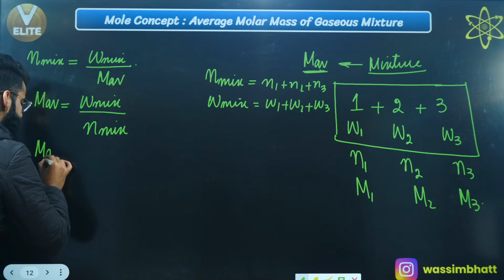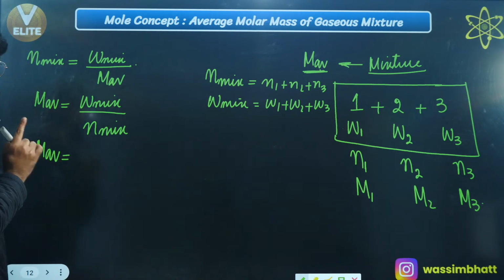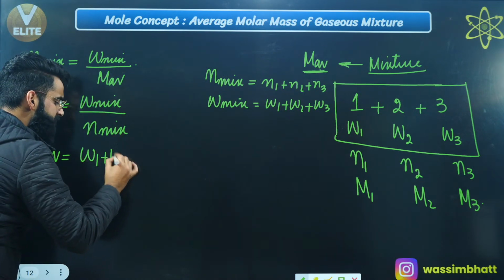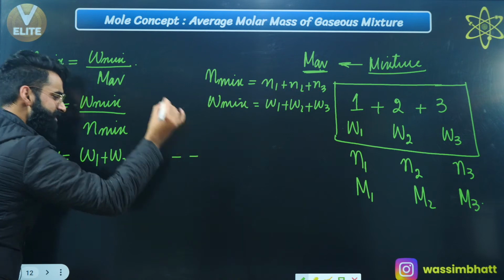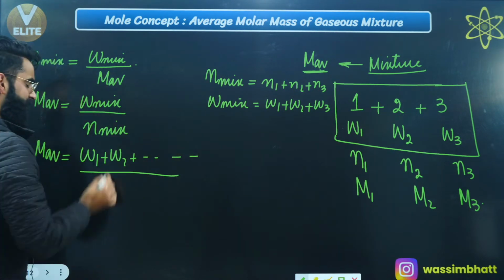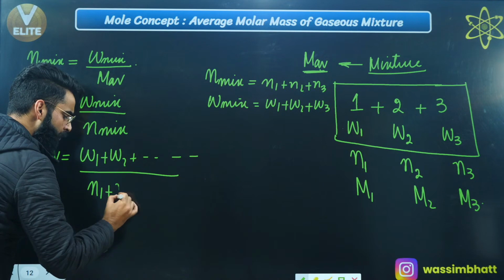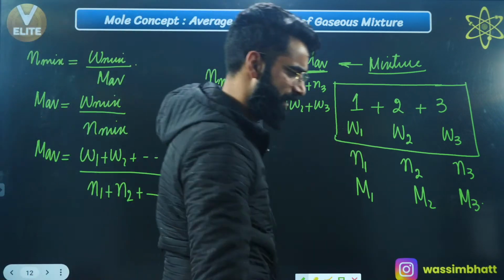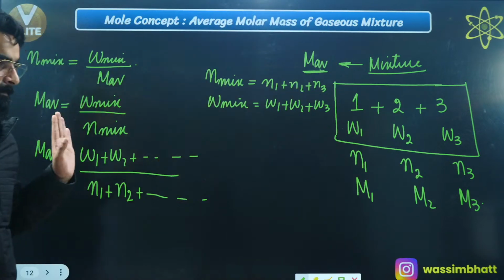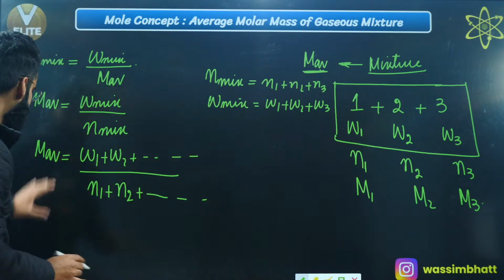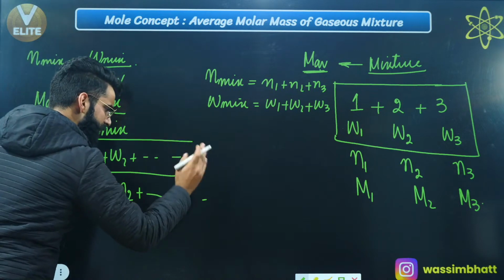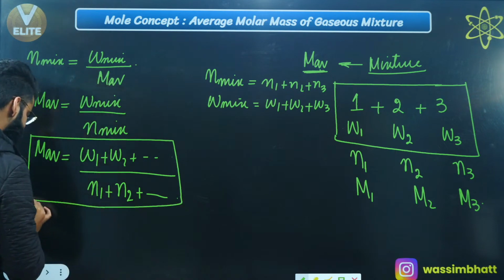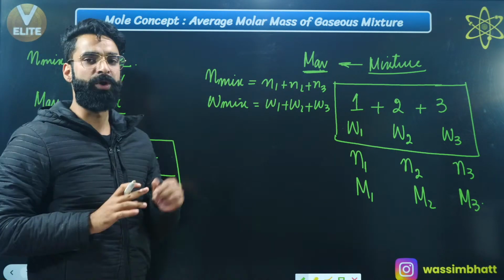So I'm getting one simple formula to calculate the average molar mass of the gaseous mixture. It is equal to the mass of the mixture, which is W1 plus W2 plus W3 plus so on, divided by the total moles present in the mixture, which is N1 plus N2 plus N3 plus so on. Let's assume there are 5, 6, 7, 8 gases in the container; that's why I kept the dashes over here. Now, this is the first formula by means of which you can calculate the average molar mass of the gaseous mixture, right?